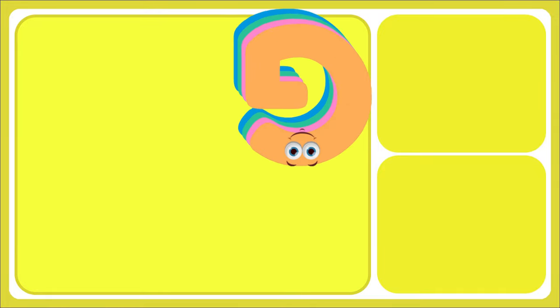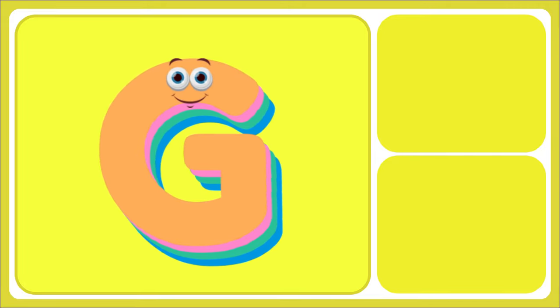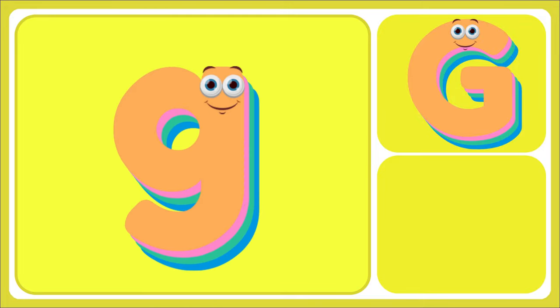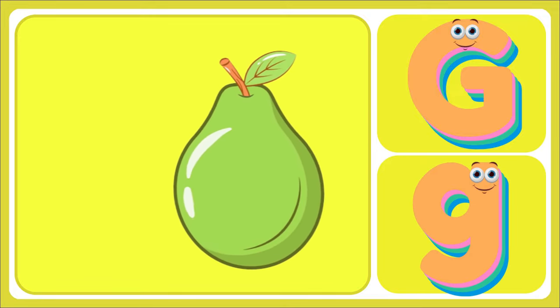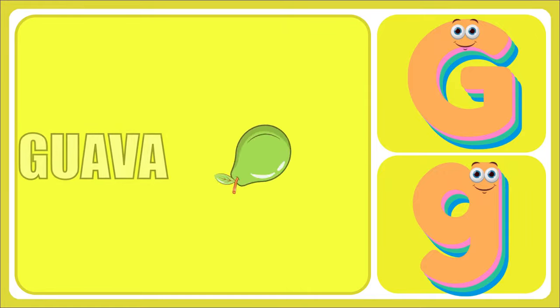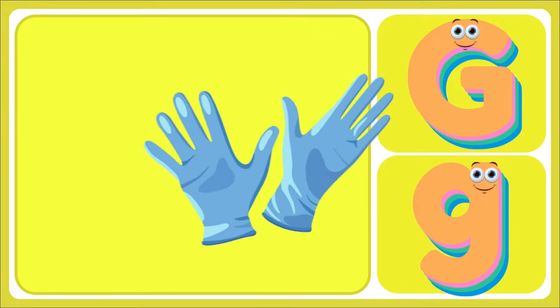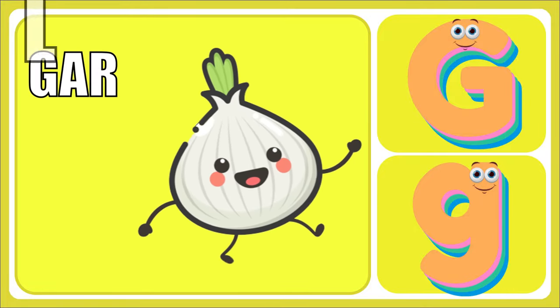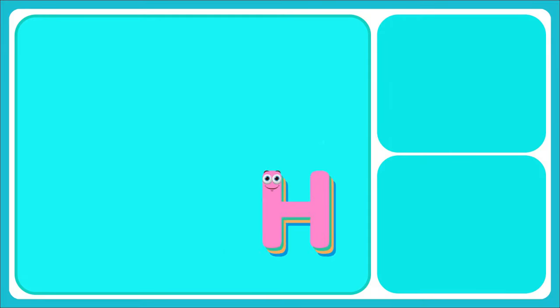Today we will learn alphabets and their sounds. Have you ever seen the letter G? Hi, I am letter G. And my sound is ga, ga, ga. And the words that start with me are guava, ga, ga, guava. Gloves, ga, ga, gloves. Garlic, ga, ga, garlic.